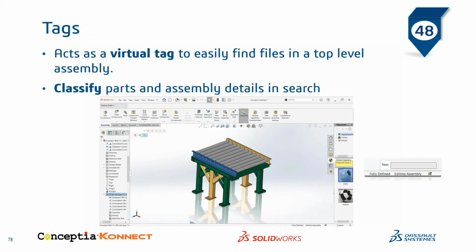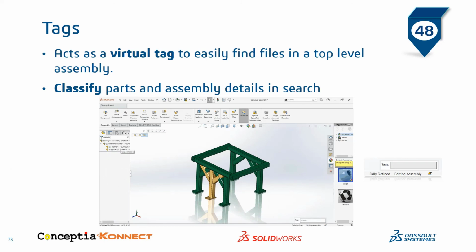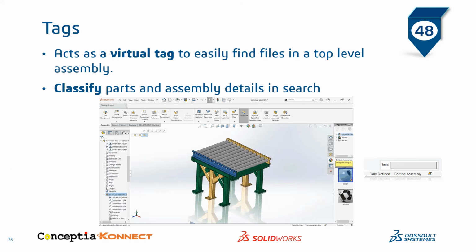Number 48, tags. Add tags to parts, the option which is available at the bottom right, which acts as a virtual tag to easily find files in a top level assembly. Classify parts and assembly details easily in search. So you can type add a tag to this part, vendor A, vendor B, and if you type, you will have the parts visible in your Feature Manager design tree.